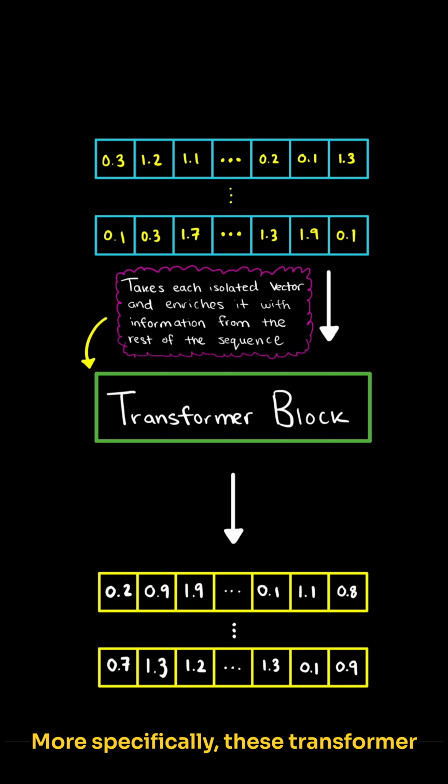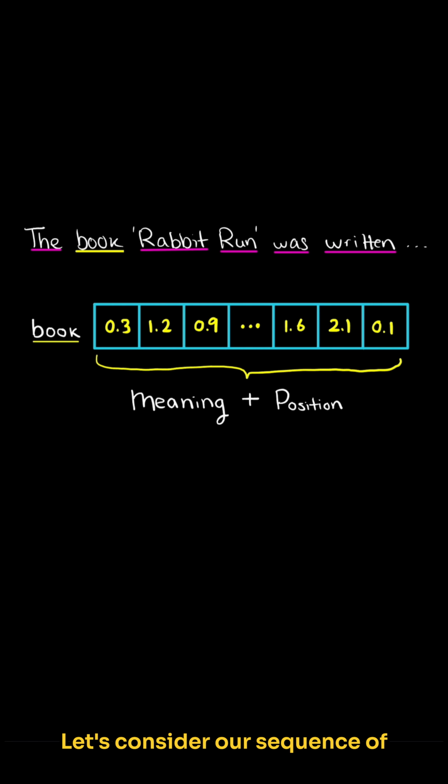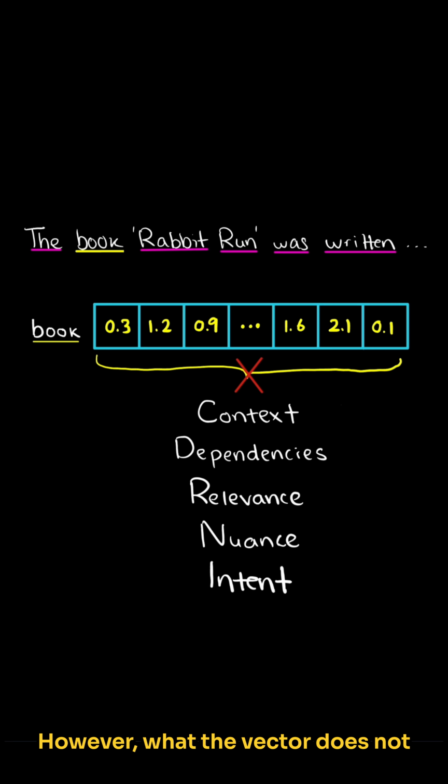More specifically, these transformer blocks take isolated input vectors from our first stage and enrich them with information from the rest of the sequence. Let's consider our sequence of words in our input, and let's specifically focus on the word book. We got from our first stage an embedded vector representation of this word, which encapsulates its meaning and position within the sequence. However, what the vector does not contain is any information regarding other words in the sequence. That is, this vector representation of book does not contain any information regarding its context, dependencies, relevance, nuance, or intent. All of these things are crucial when a human reads and understands a sentence.